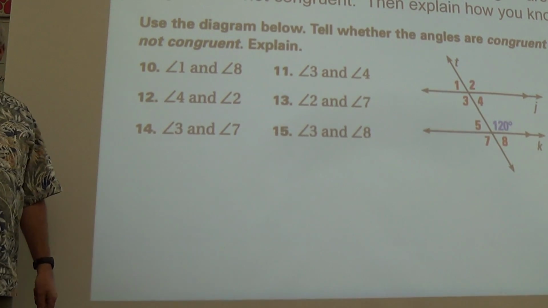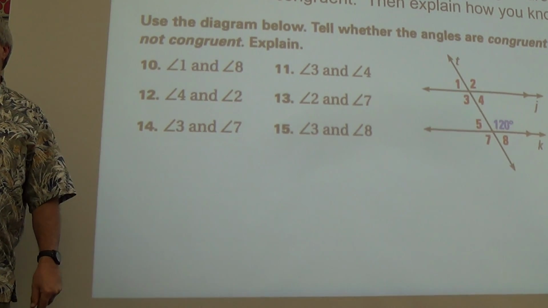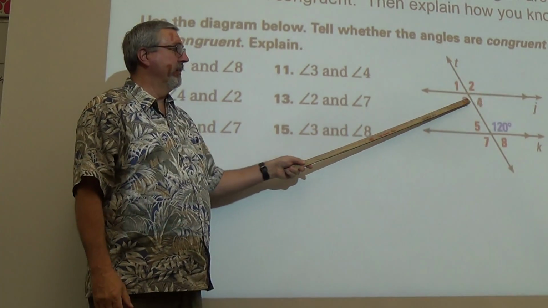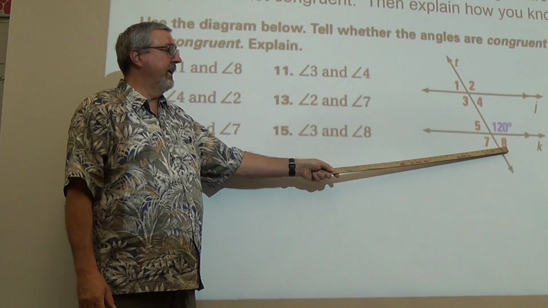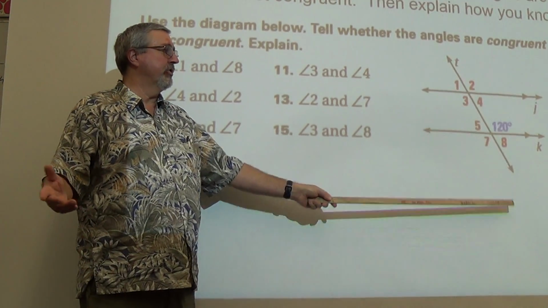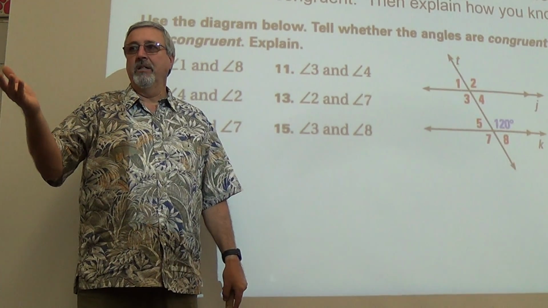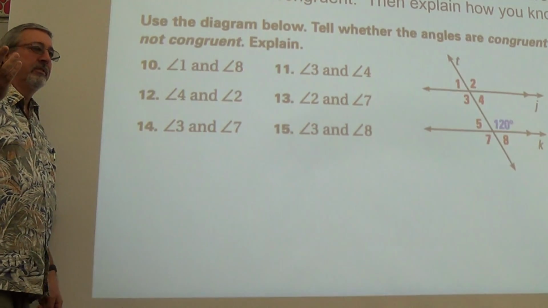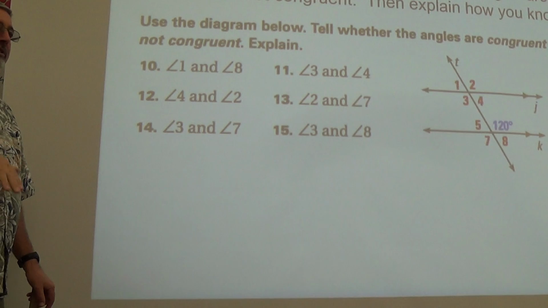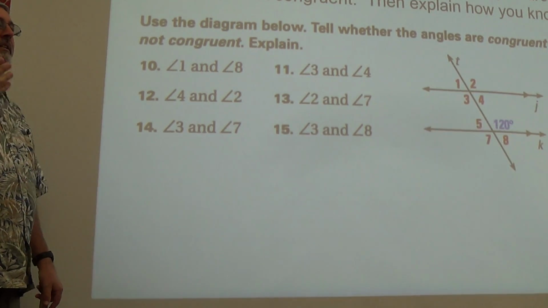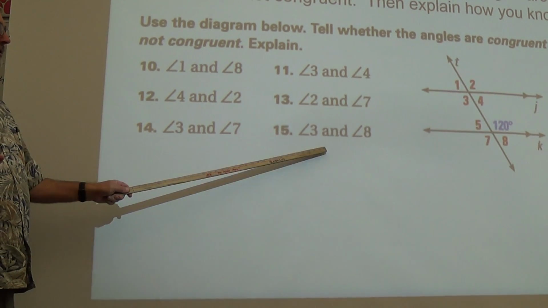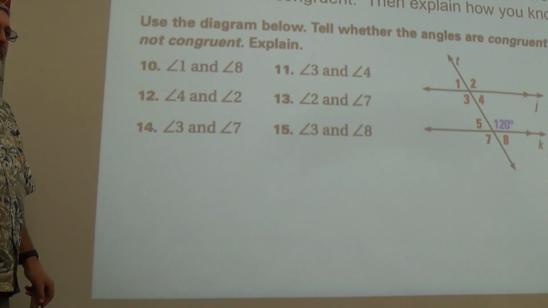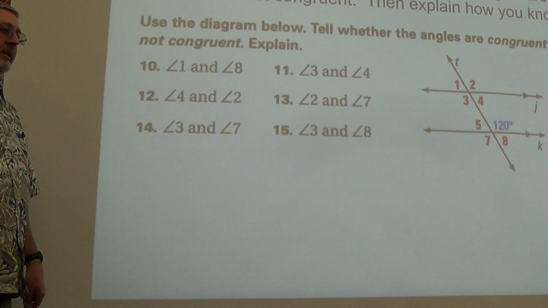Well, they might be supplementary, but they're not a linear pair because they're not on the same line, right? So they're supplementary, 3 and 8. But they're not congruent. They're not alternate interior or exterior. They're none of the above. They're not alternate interior, they're not alternate exterior, they're not corresponding. They're just not congruent. They're not any of those, so they can't be congruent.